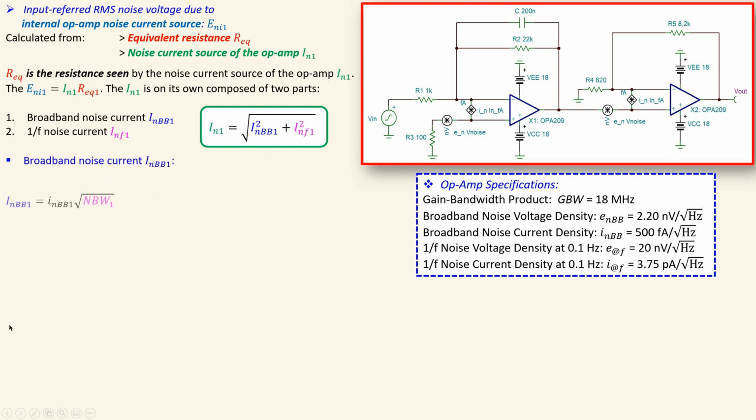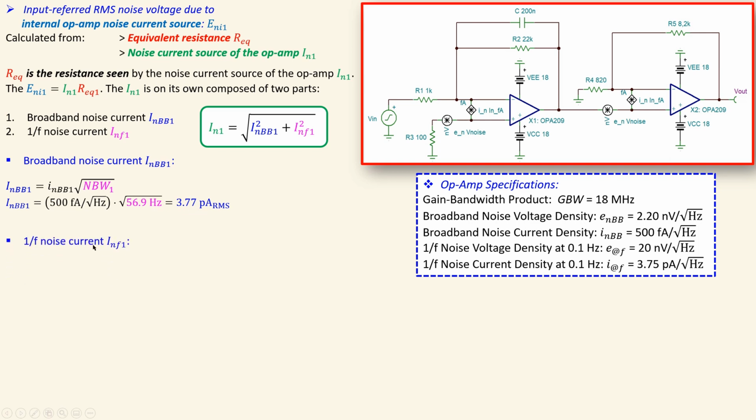The broadband part is very similar to the noise voltage analysis. Again, this is from the datasheet, shown here. This is the noise bandwidth, which is due to the pole frequency of the RC circuit and the feedback. If I do the math here, you will get 3.77 picoamps RMS.